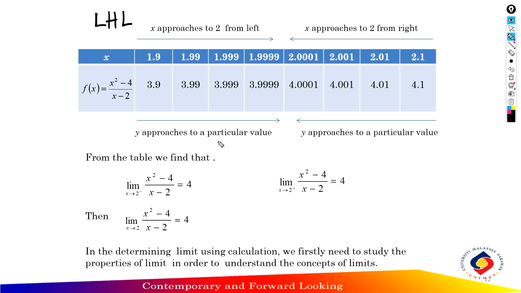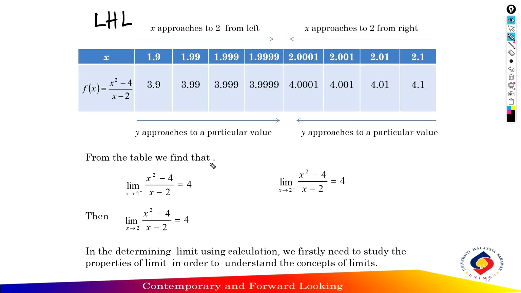Substitute the values of x. For 1.9, y equals 3.9. Second value 1.99, y equals 3.99, and then 1.9999, and y equals 3.9999. We will see this function is approaching 4 from the left-hand side of the function.